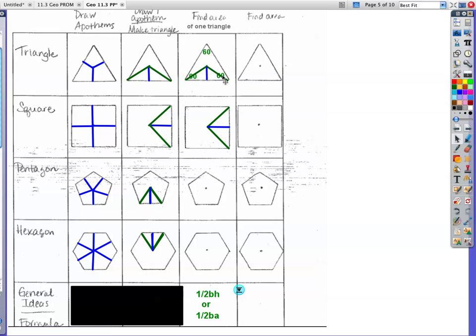What is the formula for the area of a triangle? 1/2 base times height. What's the area of this triangle right here? 1/2 base times height. This triangle, 1/2 base times height. This triangle, 1/2 base times height. But guess what? That height is in blue. What do we know that blue piece as? Oh yeah, the apothem. So instead of writing 1/2 base times height, I could write 1/2 base times apothem. I'm replacing height with apothem because that's what it is in that picture. You're like, where are you going with this, Mrs. Talley? We'll keep watching.